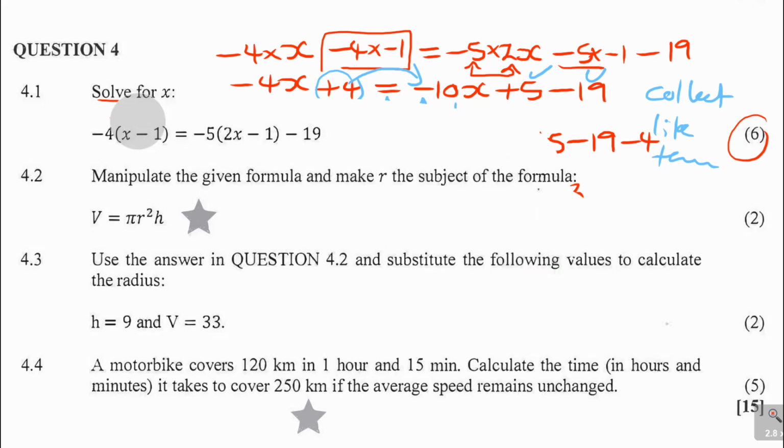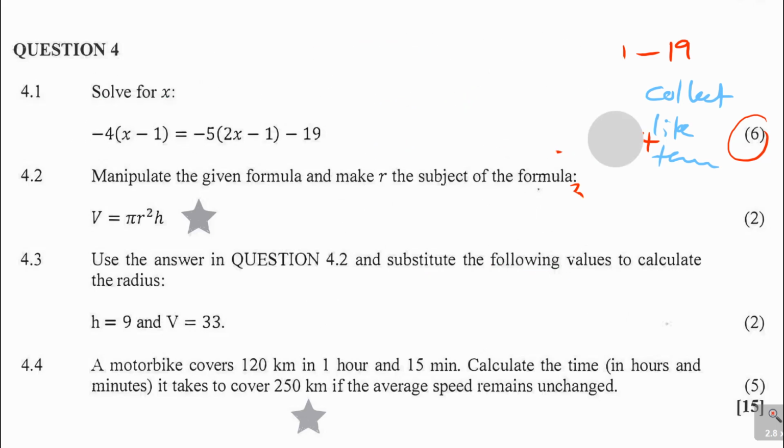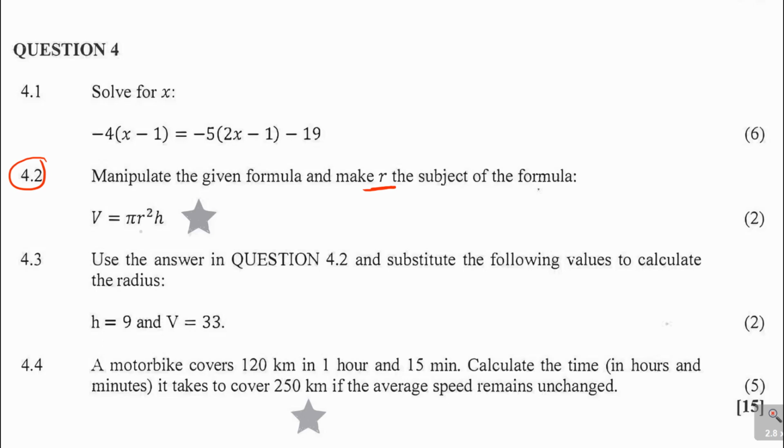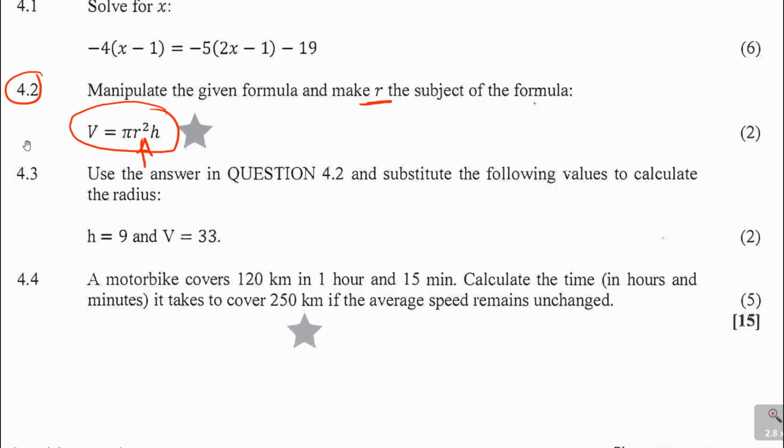It wasn't complicated, it wasn't difficult. You just need to slowly but surely get your answers right. Look at the 4.2. Manipulate the given formula and make R the subject of the formula. It's not difficult, that's why it's 2 marks. It's actually 2 steps away. Your answer is 2 steps away. How do you separate the R? Check out in the video.